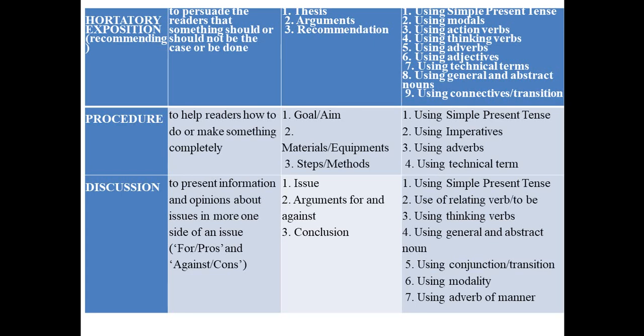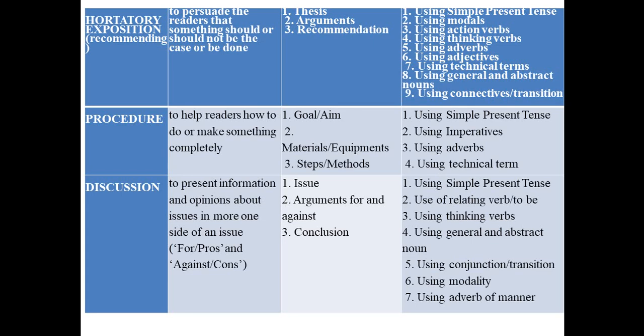And in language features, you can find simple present tense, modal verbs, action verbs, thinking verbs, adverbs, adjectives, technical terms, general and abstract nouns, and the use of connectives and transitions as well. In this type of genre, you can say recommendation letters or cover letters are a real example of hortatory exposition.